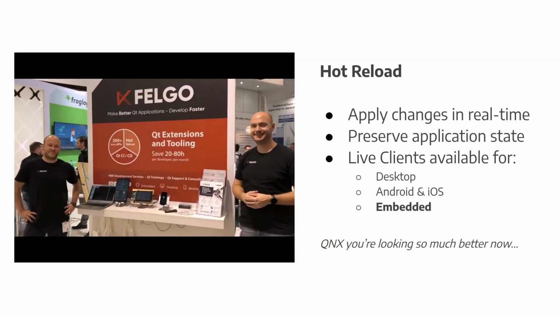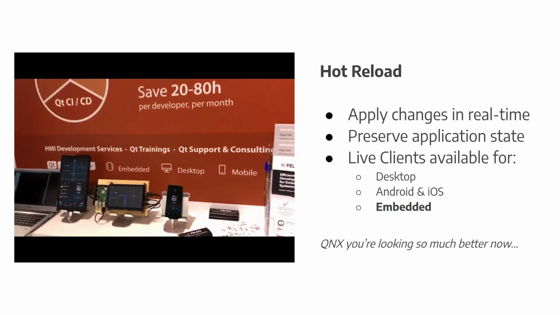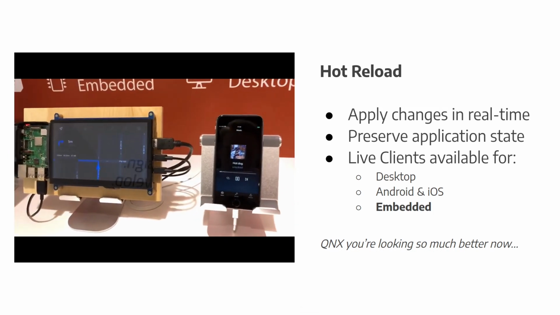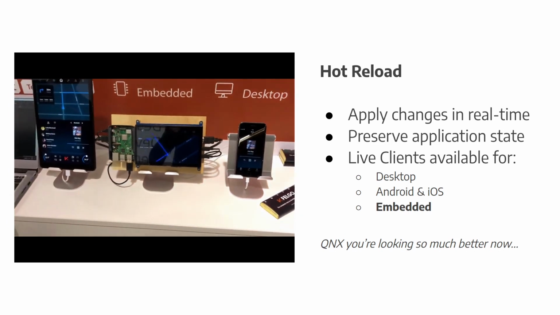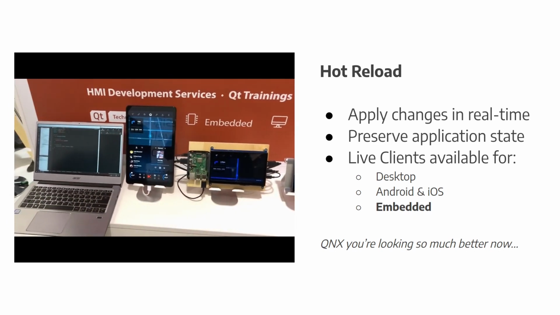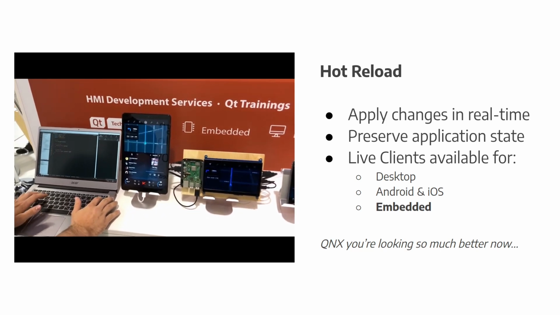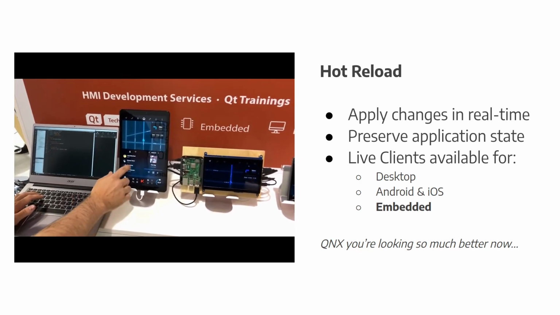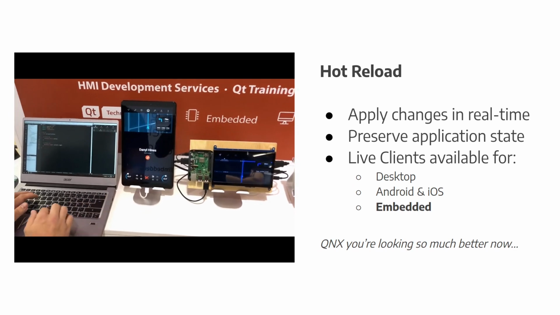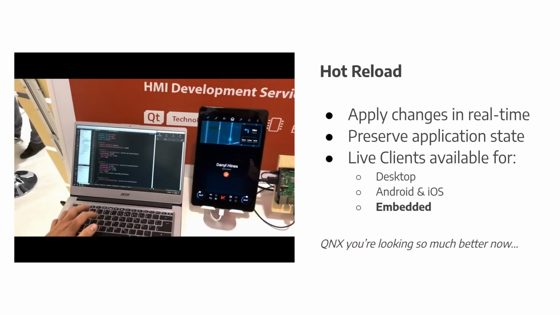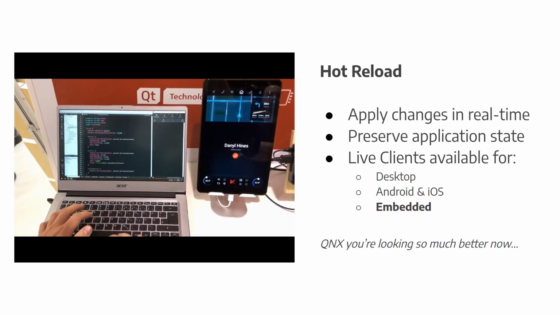Here you can see my two handsome colleagues showing off Felgo Hot Reload on 3 different devices. We have an Android tablet on the left, a Raspberry Pi in the middle, and an iPhone on the right. All of them are running the very same application, which uses a different layout depending on the available screen size.